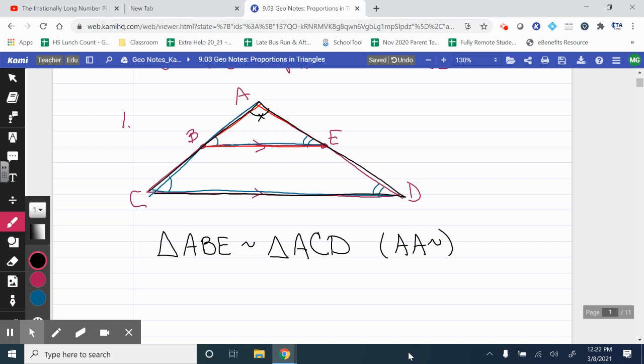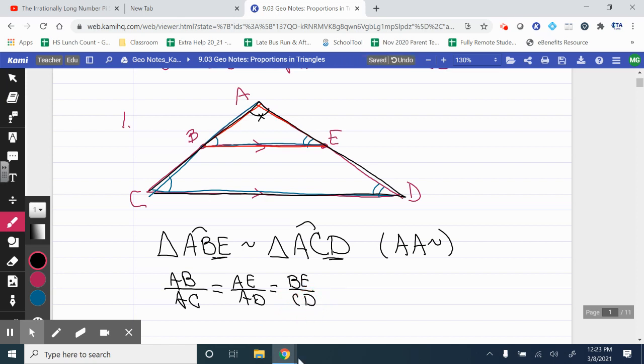And then I just want to set up the corresponding sides as well. So we know that side AB in one triangle corresponds to side AC in the larger triangle, so AB and AC. That would equal side AE over side AD. And then lastly, side BE would correspond to CD, the last two letters.